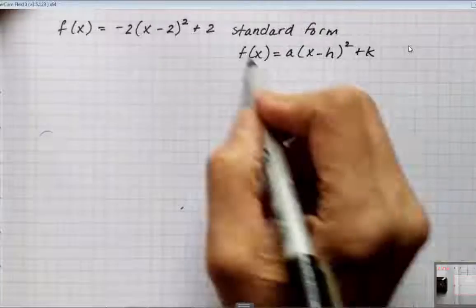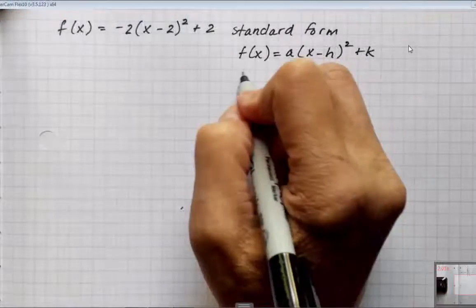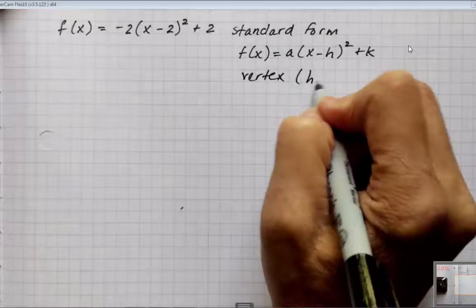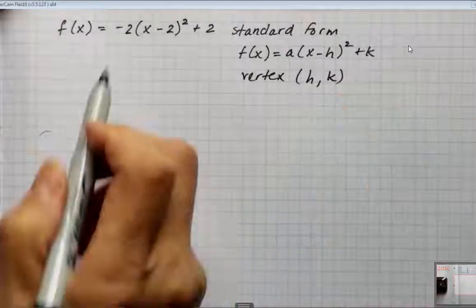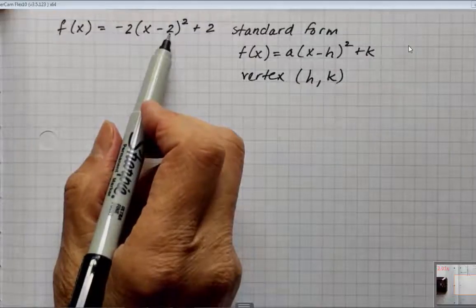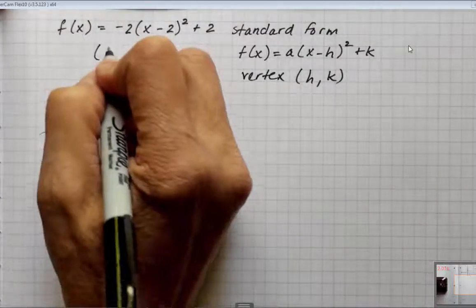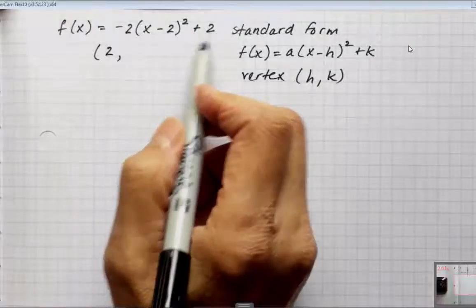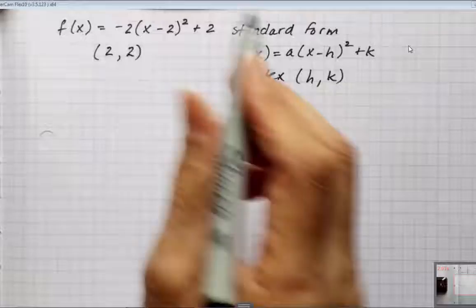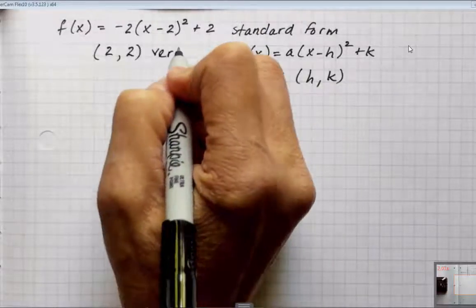And in this particular form, my vertex is going to be the coordinates h, k. So looking at this particular problem, I'm going to be subtracting 2, so that is my h. And my k is what's outside of the function, and that is also going to be 2. So my vertex then is going to be the point 2, 2.